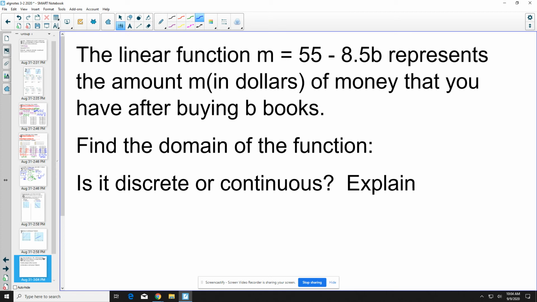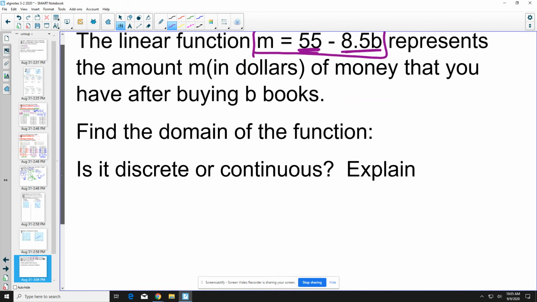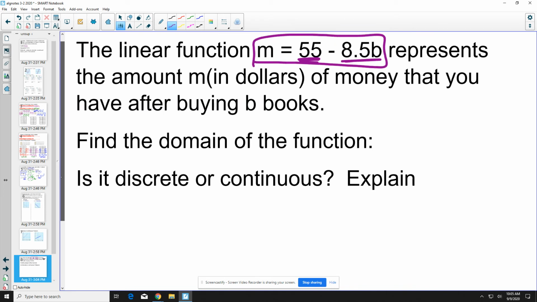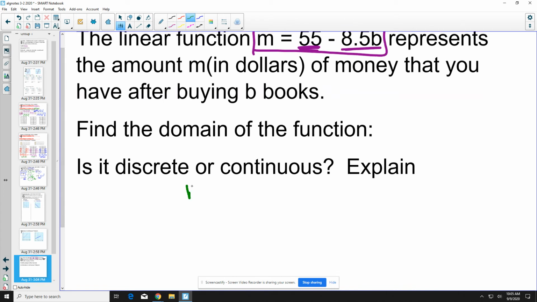Well, when I find the domain, I've got to figure out what numbers could be equal. How many books could I buy? Looking at this equation, it looks like I have $55 altogether, and each book costs $8.50 because I'm starting with 55 and I'm subtracting $8.50 for every book. So if I want to find the domain, which is the input, how many books I could buy, what I'm going to do is take that equation and solve it for b. How many books can I buy?